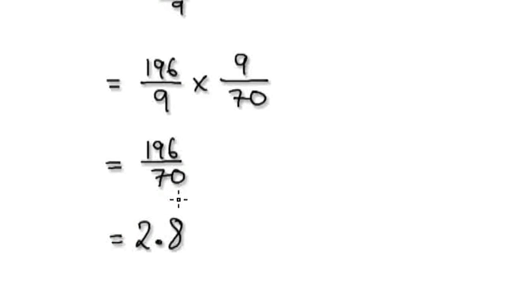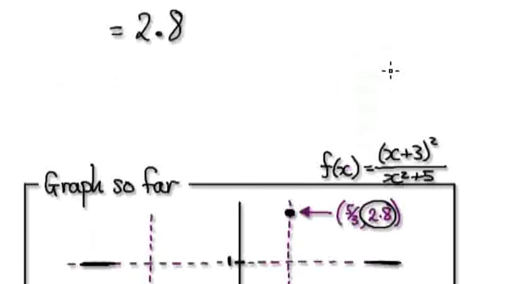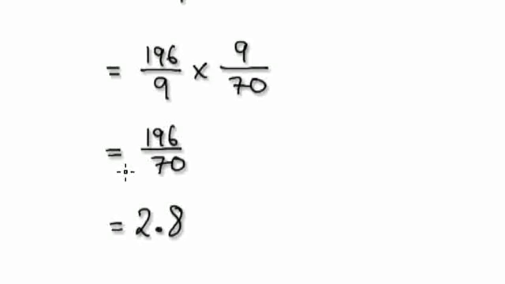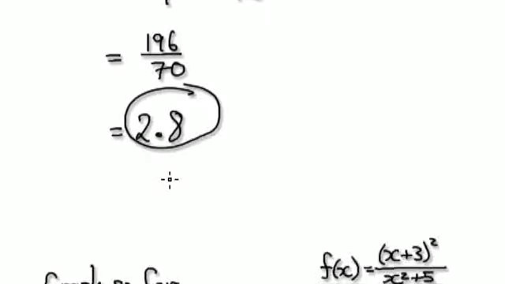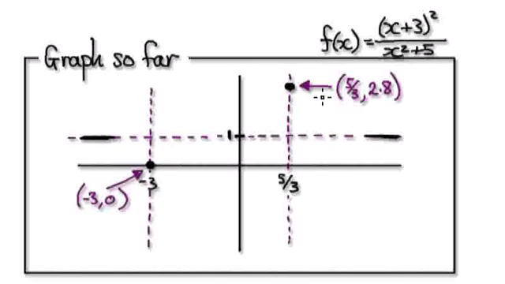So what that means is that our critical point here is at -3, but then our critical value here will be 0. Looking at this critical point here, the critical value will be 2.8. Remember, the 2.8 was this thing here. When you evaluate this, it comes to 2.8, and this 2.8 is our critical value, right here.